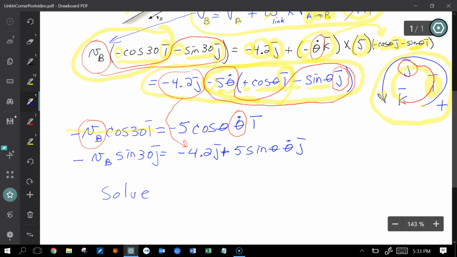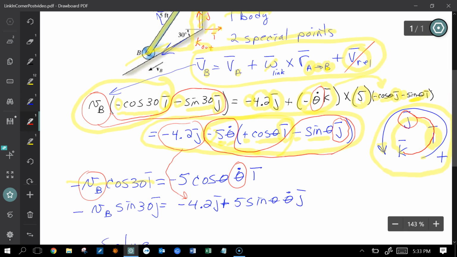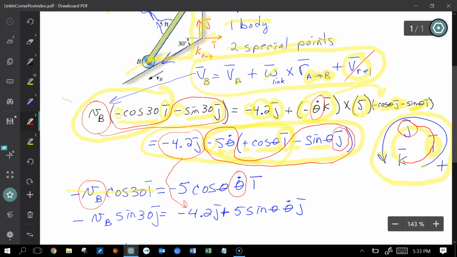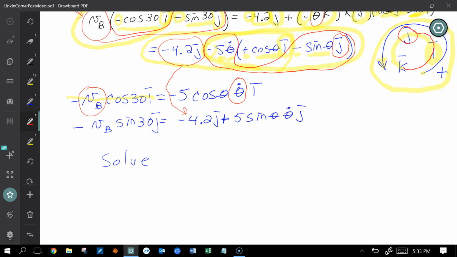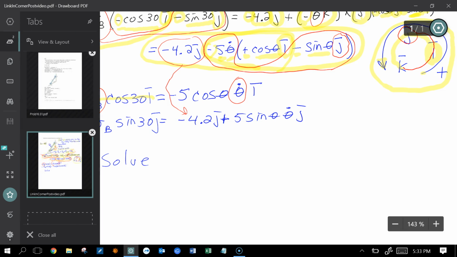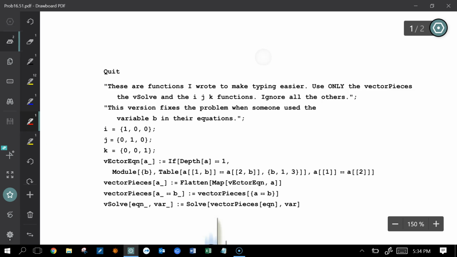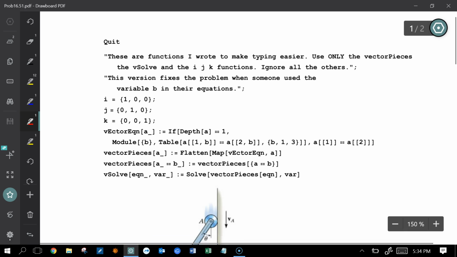Okay, how many unknowns? 2. VB and theta dot. You had the same 2 up here, right? You notice there's a VB here before I did all the cross products and a theta dot up there. Okay? So anyway, and then 2 equations, 2 unknowns, and you solve it, which is doable. And then what I like to do is I like to use Mathematica to solve it. So I'm going to show you how to use Mathematica to do these.